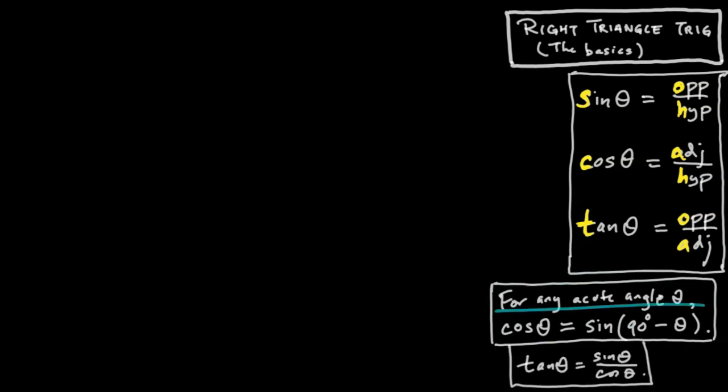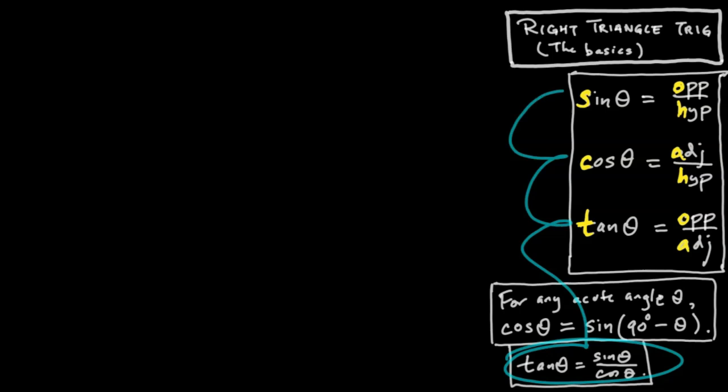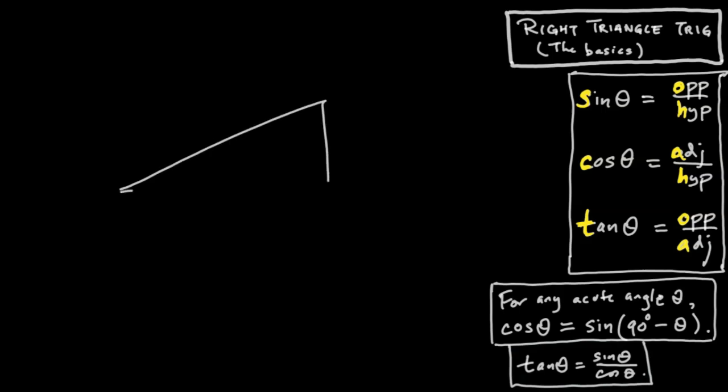which is this one. For any acute angle theta, the tangent of theta is the sine of theta over the cosine of theta. This is a nice relationship because it involves all 3 of our basic trig functions. It's very easy to prove. I'm going to leave the details to you, but it's very much the same spirit as the proof we went through for this cofunction identity.